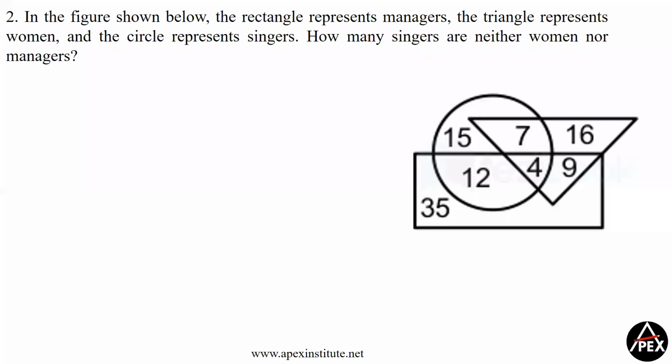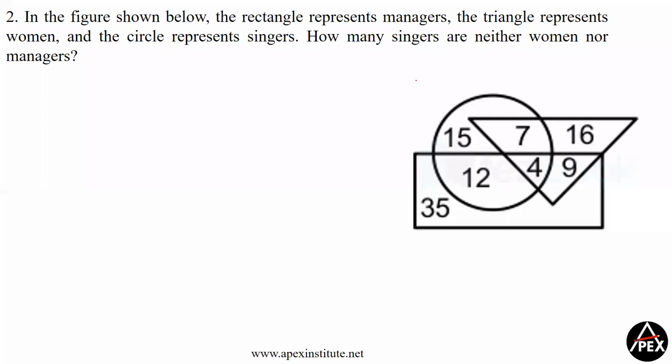So if it is given either teachers or nurses, then you should find the common region between swimmers and teachers, and swimmers and nurses. Only one region, that is number 15.